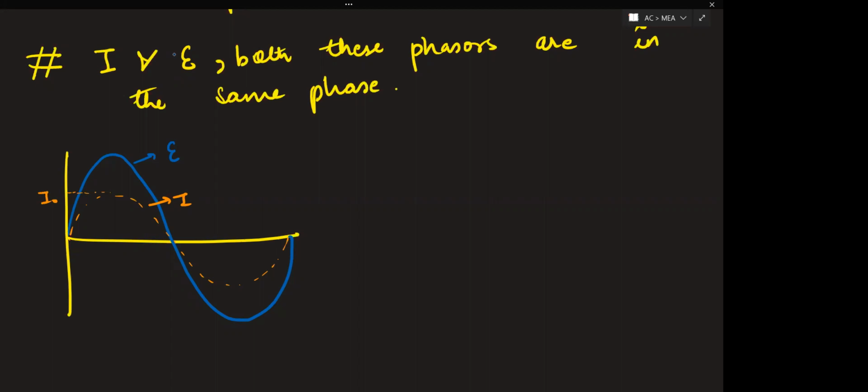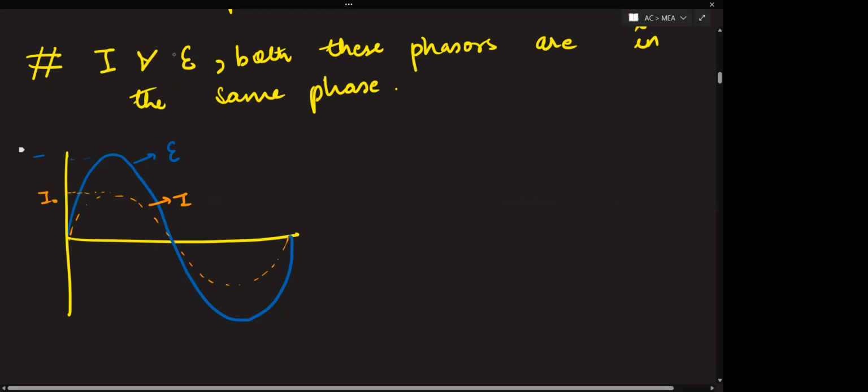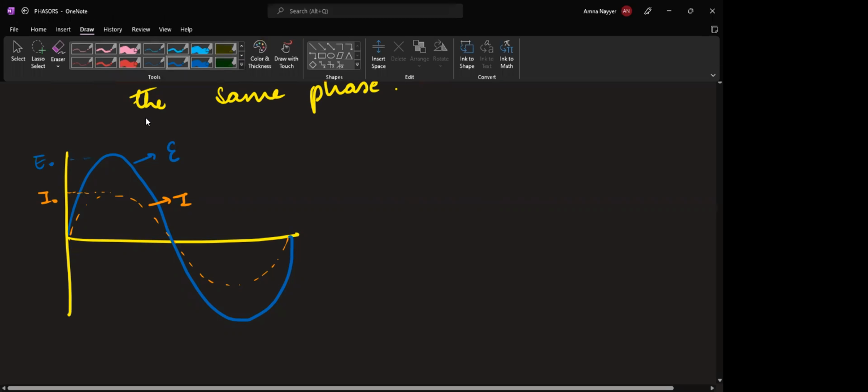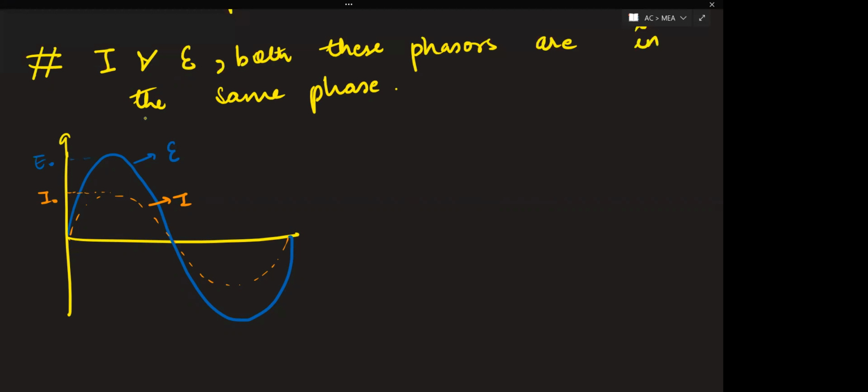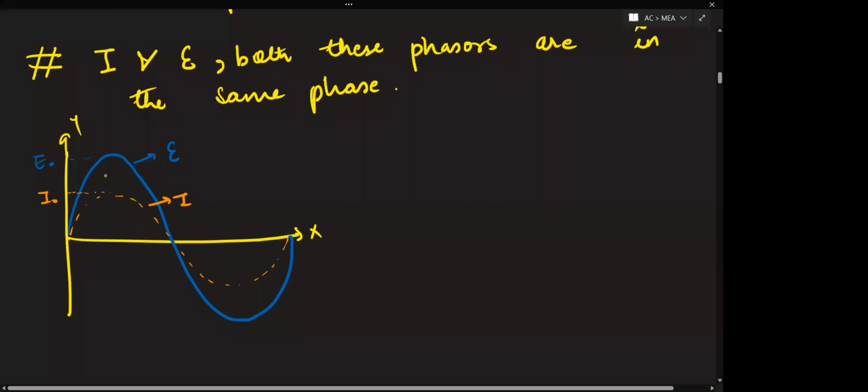If possible, use black or blue pens or colored pens, or draw with a pencil or pen, and make a combination, so that when you revise, you will just take a look and know every detail. You'll be able to recall everything. And here also the maximum value is E naught. So both are in the same phase right now. This is the y-axis, this is your x-axis. Fine, this is the case.